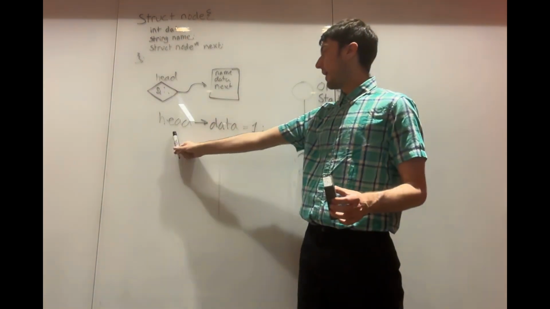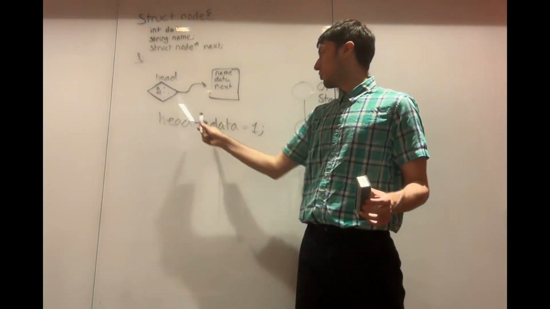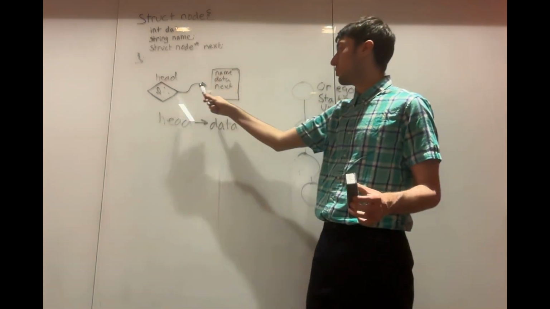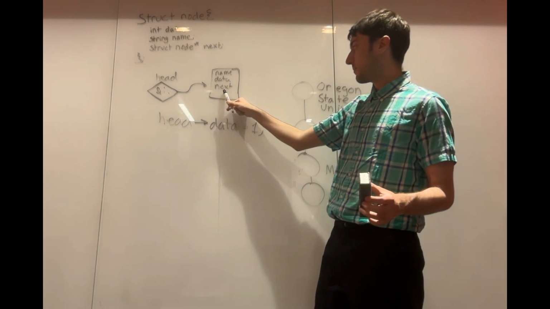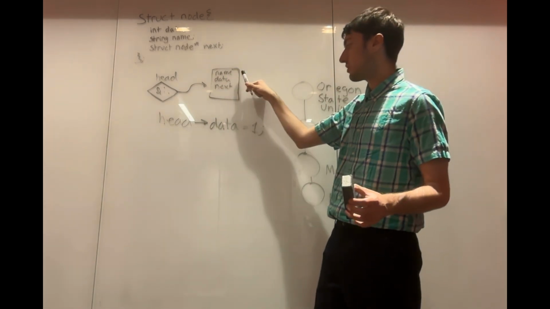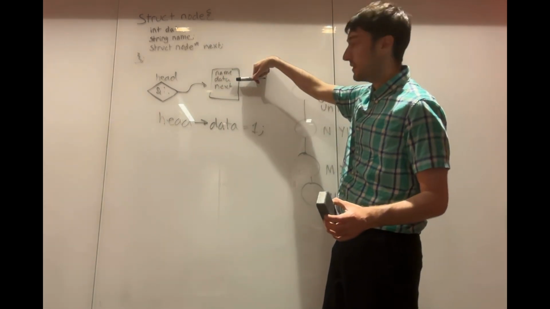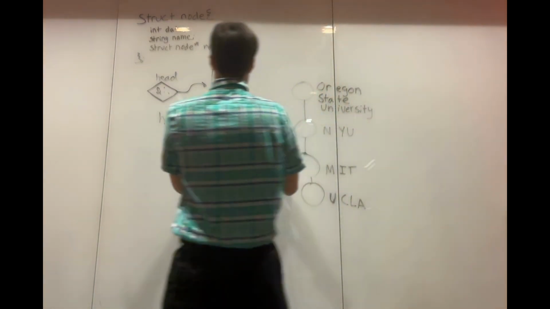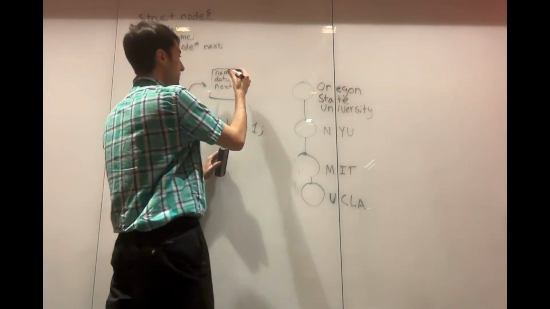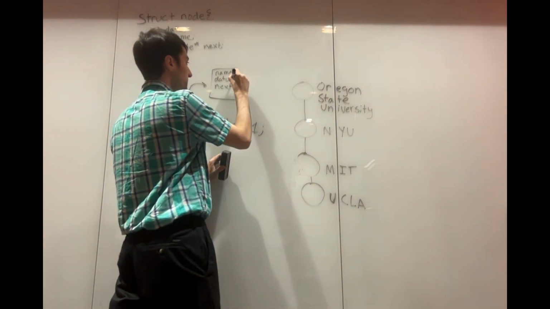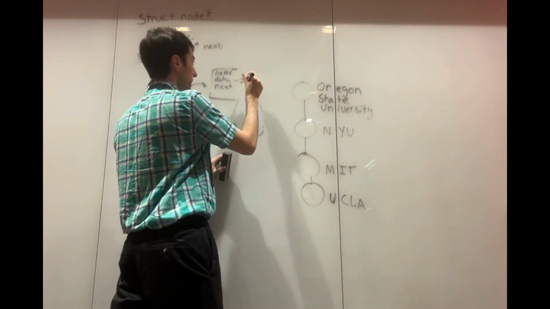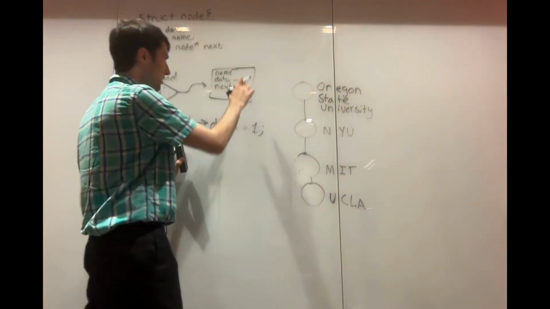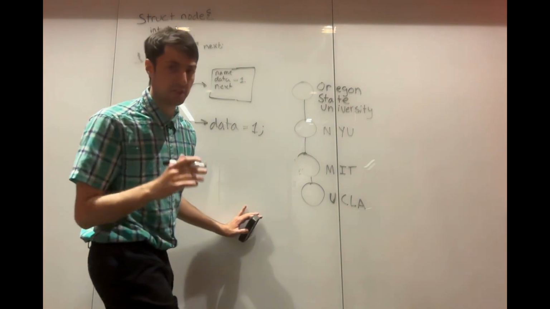Okay, so head, bam. Go to this location, which is the entire struct, and then access data, and then assign it number 1. So what happens is this data equals 1, like that. Okay? So now let's put the name to Oregon State University.